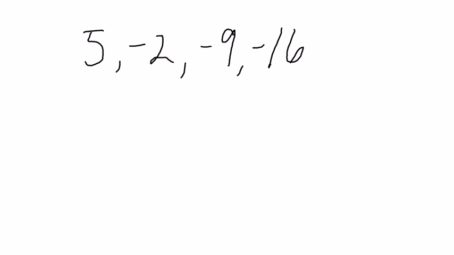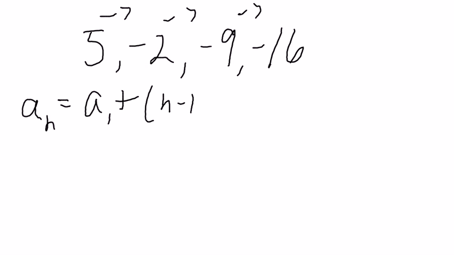That was number 9. Number 10, find the 50th term of the sequence 5, negative 2, negative 9, negative 16. So first of all, what kind of sequence is it? Well, you subtract 7 here, subtract 7 there. So it's an arithmetic sequence because it has a common difference. So what's the formula to find the nth term? Basically, it's a sub n equals a sub 1, that's the first term, plus n minus 1 times the common difference.